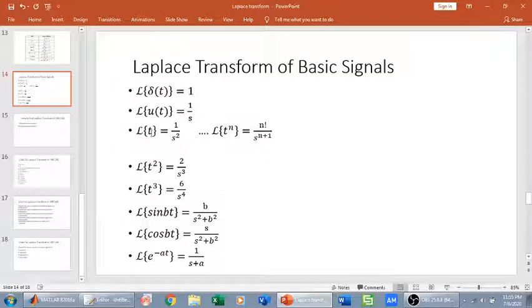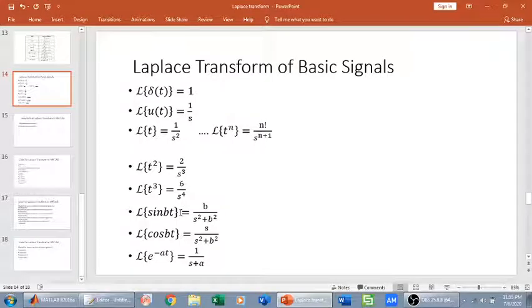And the Laplace transform of t, which is a ramp signal, is 1 by s square, because we know the formula that Laplace transform of t power n signal is n factorial divided by s power n plus 1. So whatever is the power n in the numerator, we will take that factorial, and in the denominator we will have s power n plus 1. For example, Laplace transform of t square is 2 factorial, which is 2, divided by s power 2 plus 1. 2 plus 1 is 3, so we have 2 divided by s cube. Similarly, Laplace transform of t cube is 6 divided by s power 4, because 3 factorial is 6.